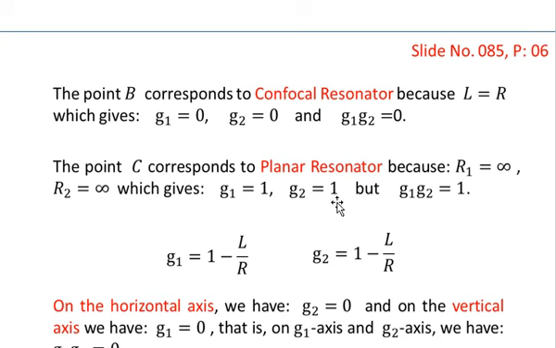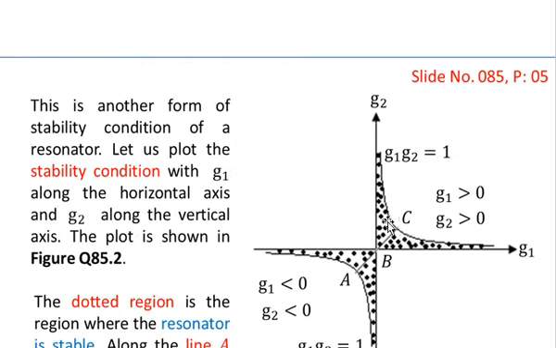So G1 and G2 both have the same values for the point C. So point C, G1 and G2 both are equal and have a value equal to 1 each. And the product also has value equal to 1. So the curve of G1 G2 equal to 1 will pass through the point C, because the point C has a coordinate G1 is equal to 1, G2 is equal to 1, that satisfies the curve given by G1 G2 is equal to 1.